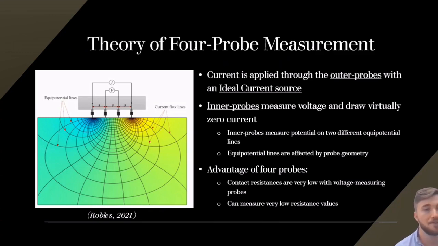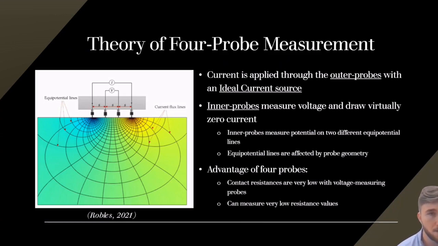These lines are also affected by the probe geometry, which includes the spacing of the probes, the material of the probes, as well as the actual physical size of the probes. And now I want to discuss some of the advantages of using four probes. Why this rather than two probes?